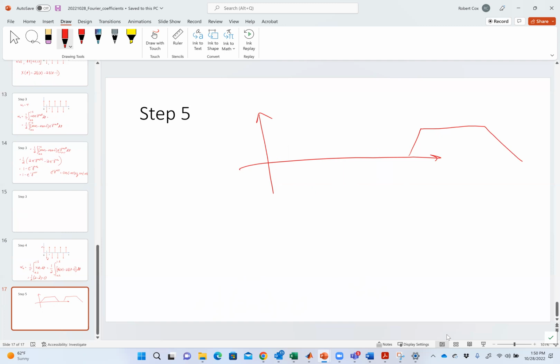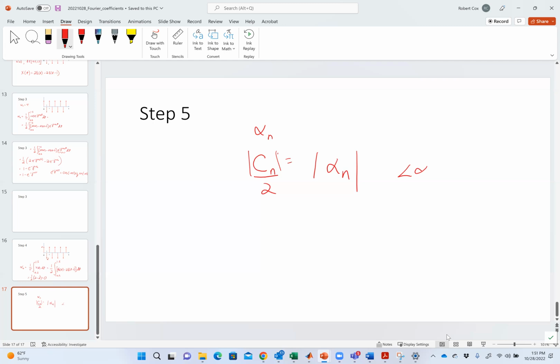All right. When I do this, I want to make a couple of comments, because once I have the alpha values, how do I get the Cn values? How does C relate to A, alpha? Yeah, so C, the magnitude, Cn over 2 is the magnitude of alpha n, right? And this is a magnitude, I'm going to be clear about that. And then we have an angle relationship: the angle of alpha n is equal to phi n.